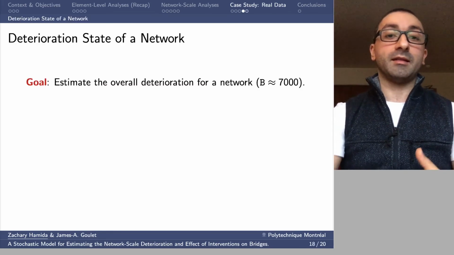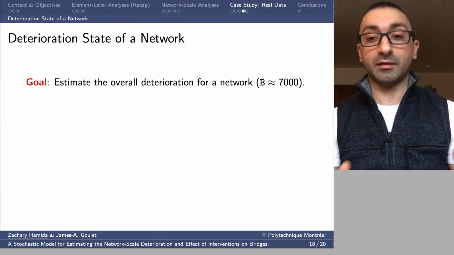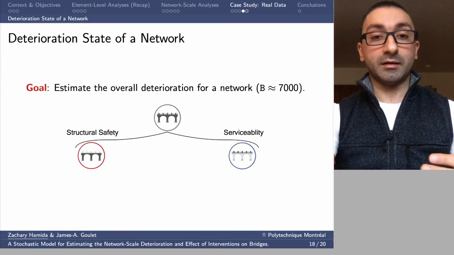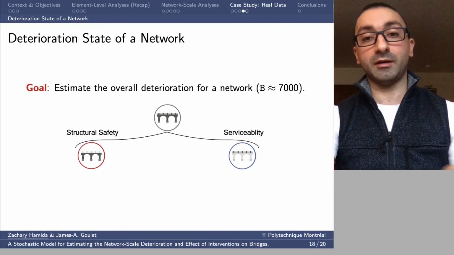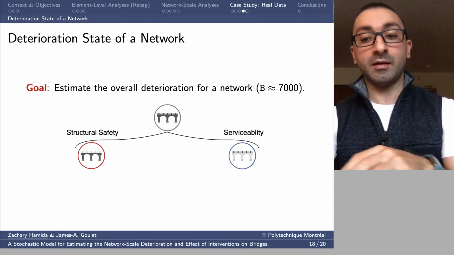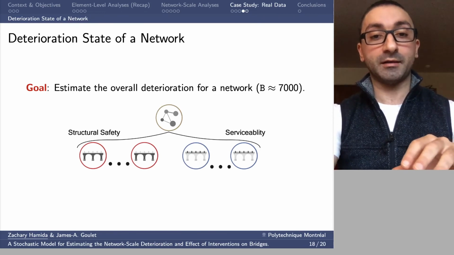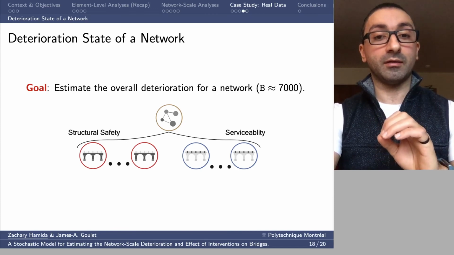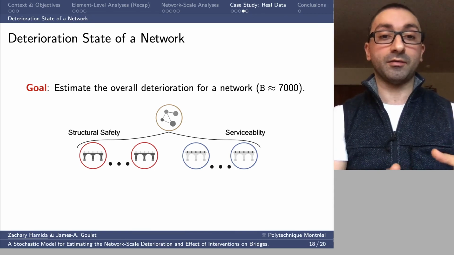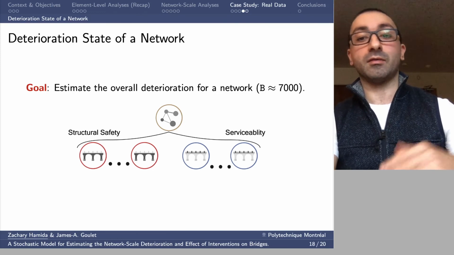Now, if we want to extend this even further, we can estimate the deterioration state for a network of bridges. This case study we've done for 7,000 bridges. The way to look at it is that each bridge has elements that are responsible for structural safety and elements that are responsible for serviceability. So even for a network, we're going to do it the same way. We're going to aggregate the deterioration state estimates for all the bridges within the same type of elements: all the structural safety elements for all the bridges and all the serviceability elements for all the bridges.